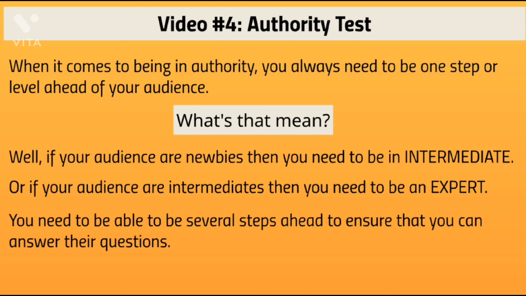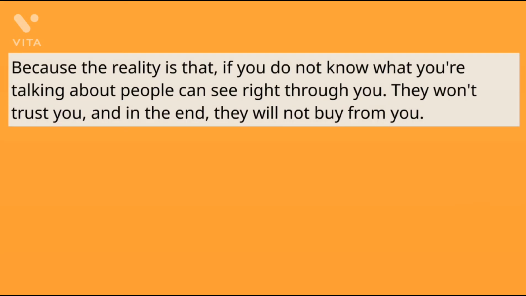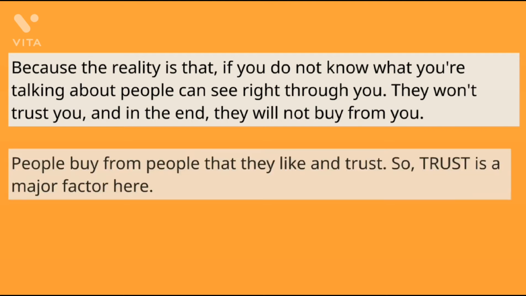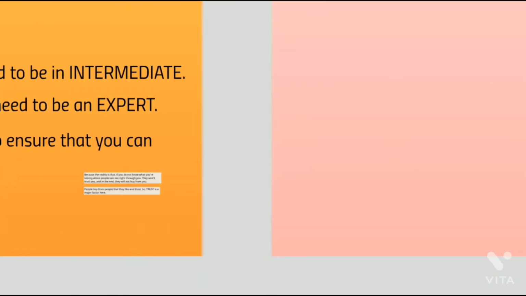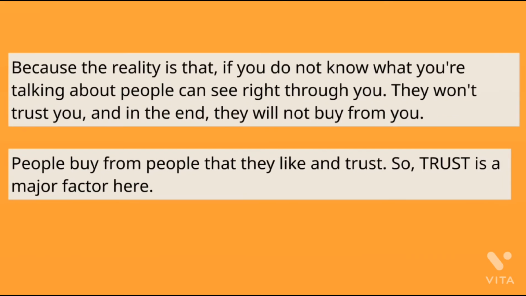So people want to know essentially if you are ahead of them, because basically the reality is if you do not know what you're talking about, people can see right through you. They won't trust you, and in the end, they will not buy from you. Because at the end of the day, people buy from people that they like and trust. So trust is a bigger, major factor here. That's really what this whole formula is all about: how can we get people to trust you?